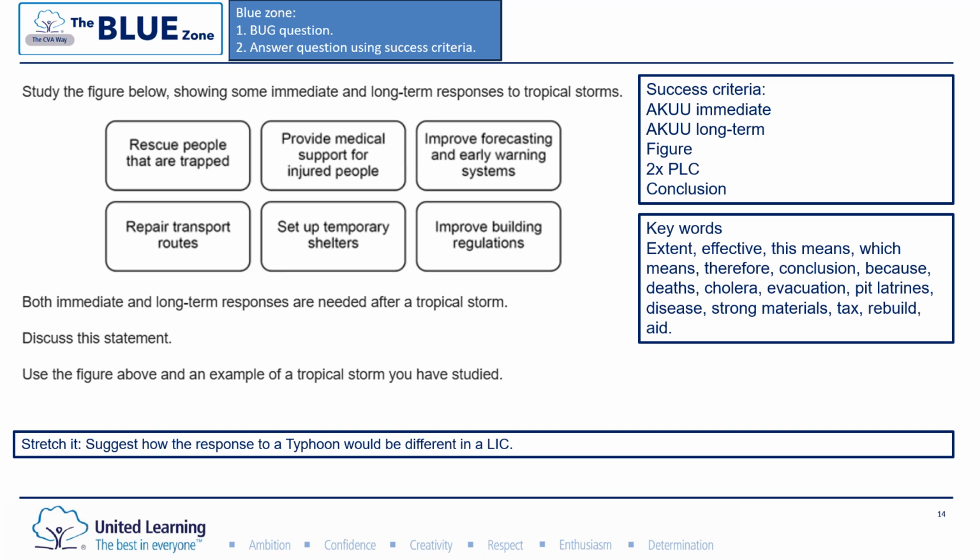To succeed in this question, you need an AKUU paragraph on immediate responses, an AKUU paragraph on long term, you need to use the figure, you need 2 pieces of PLC from Typhoon Haiyan, and you need a conclusion where you judge whether immediate or long term responses are more important. I've also got a list of keywords, but before we do that, I'll just talk you through some chains of reason you might want to use.